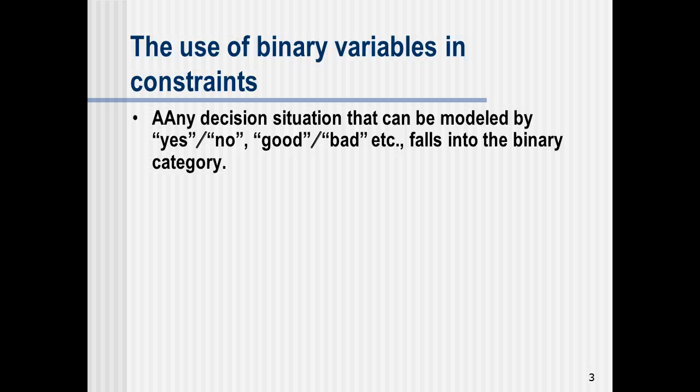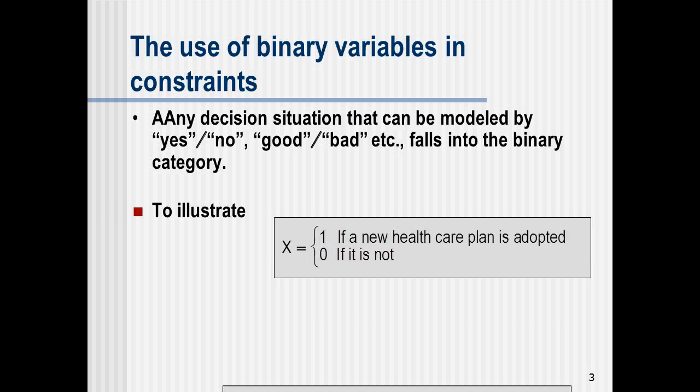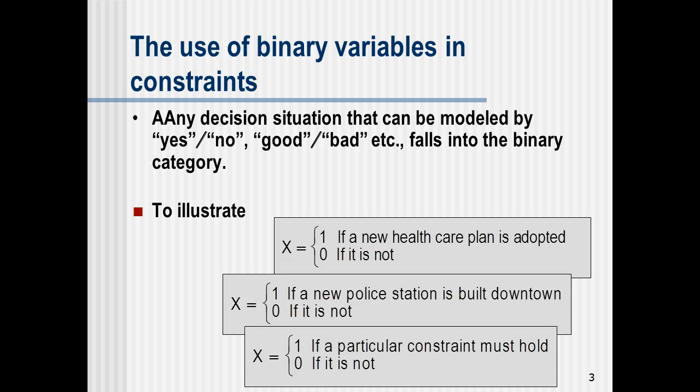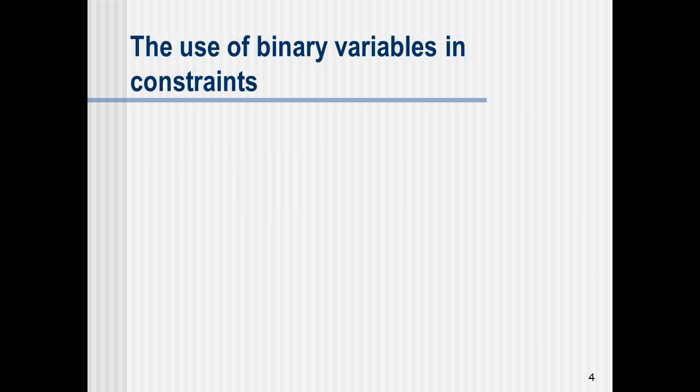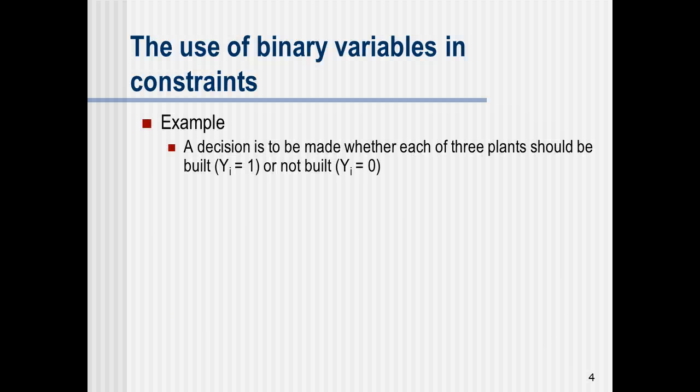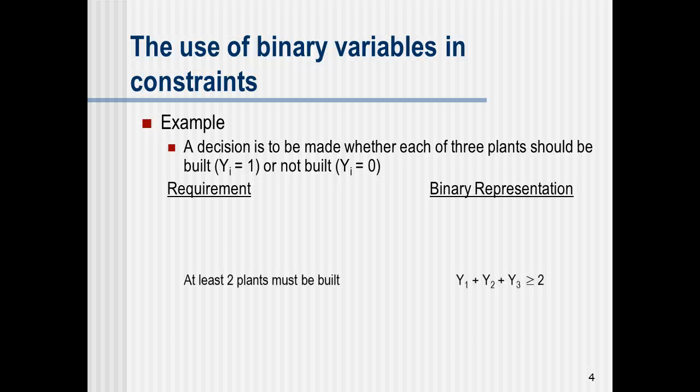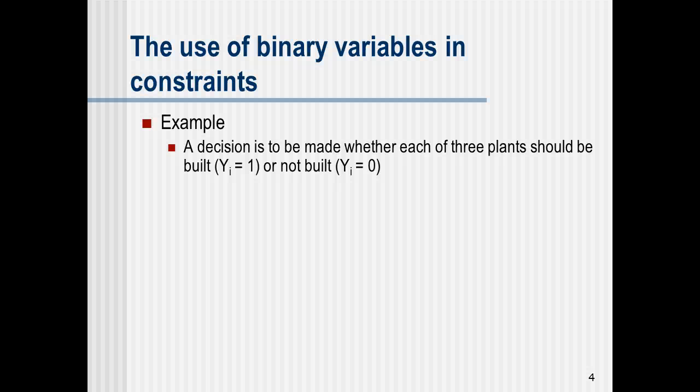Binary variables and constraints are things where we can model as yes, no, go, no go, good, bad, all those good things. Some examples. We could say X is a new healthcare plan. If it's adopted, it gets turned to a 1. If it's not adopted, it's a 0. X is a new police station being built. 1 if it's built, 0 if it's not. A constraint must hold in some cases, and not in others. Okay, so let's take a look. Let's give you some examples. All right. I'm going to skip over. We'll come back to this.